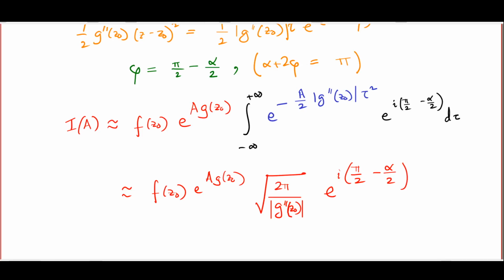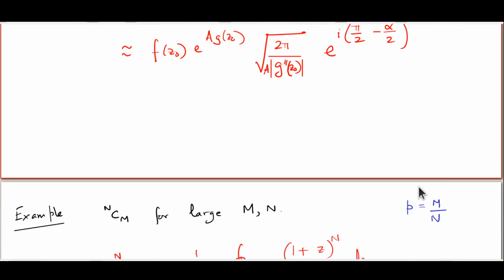And so the saddle point approximation for our integral simply becomes f of z0 e to the power a times g of z0, which is just the value of the integrand at the saddle point, times square root of 2 pi by mod of g double prime z0 times a, and on top of that you have this extra phase factor e to the i pi by 2 minus alpha by 2, or simply e to the i phi, where phi is the angle at which the contour must cross the saddle point in order to ensure that the quadratic term sitting in the exponent is actually negative. Let me round off this lecture with one example.